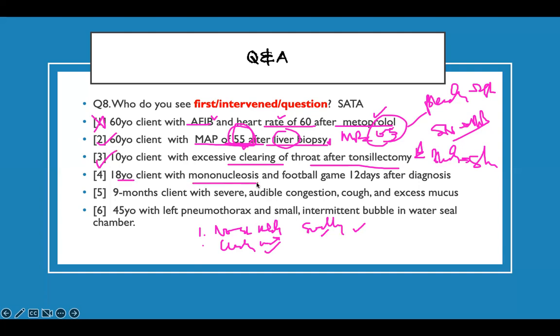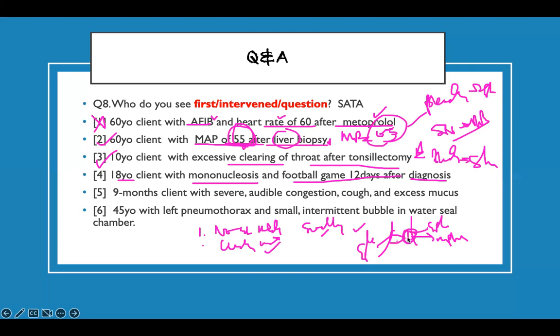18-year-old client with mononucleosis and football game 12 days after diagnosis. The same thing. Mononucleosis is a viral infection that affects some of the glands, your salivary glands. And then the symptoms that you get: your spleen gets bigger and your liver gets bigger. Why? They're full of blood. They can rupture. So splenic rupture or liver rupture, mostly the spleen will rupture. That's number one, because it's full of blood if you have mononucleosis.